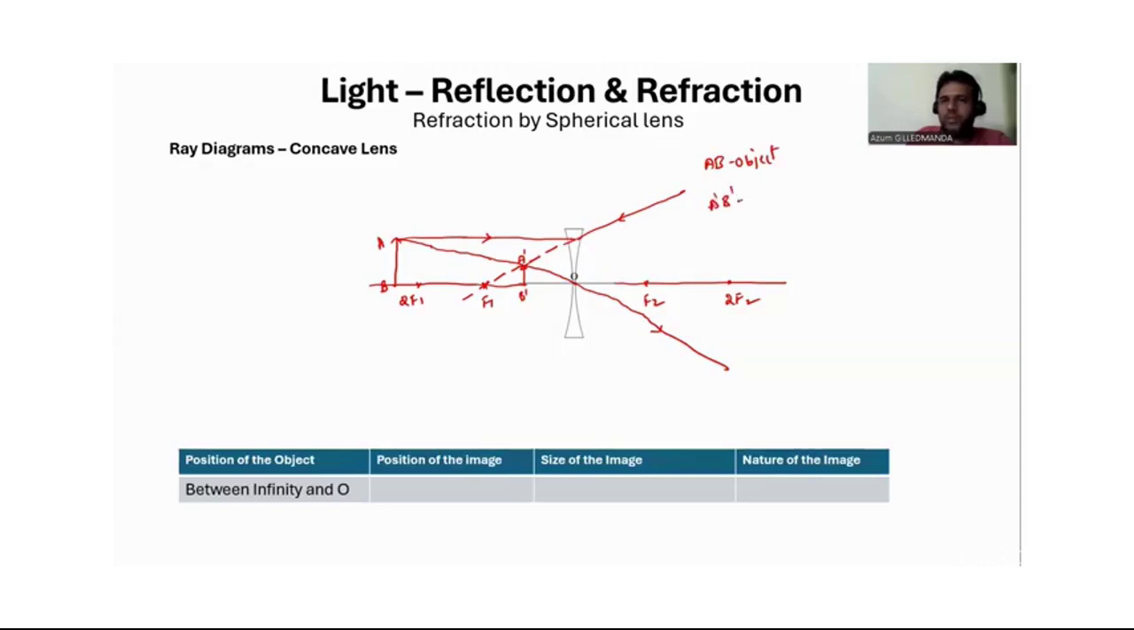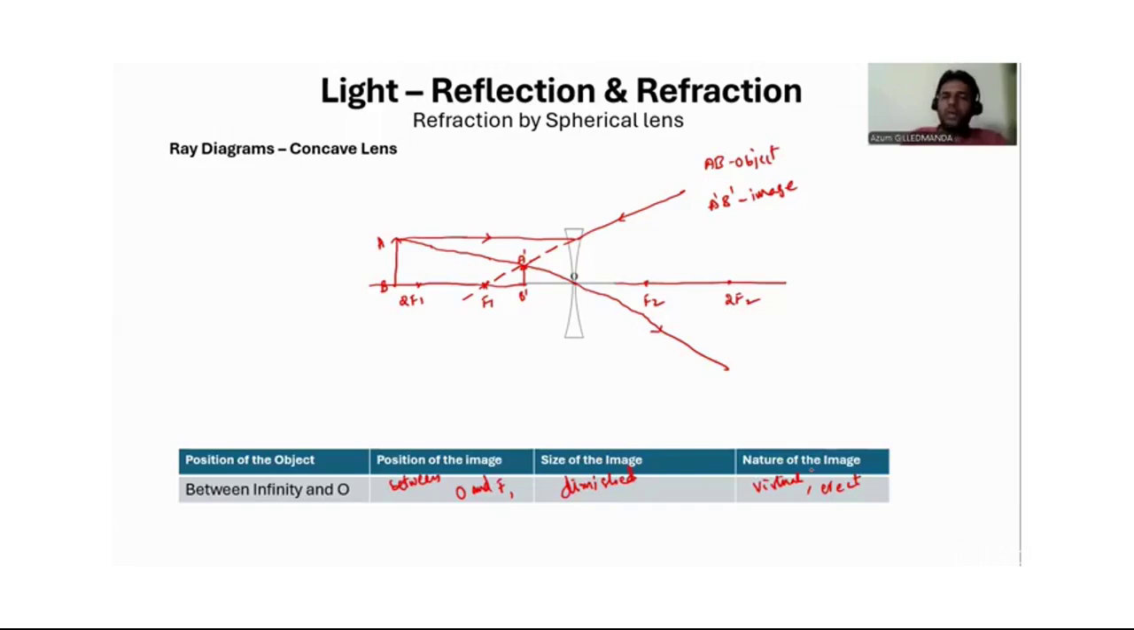So what are the characteristics of this A dash B dash? The position of the image is, it is forming between O, that's the center, and F1. So wherever the source is, the image will be formed between O and F1. And what is the size of the image? The size of the image is diminished. So we'll see a smaller image compared to the object. It is always a diminished image. And the nature of the image is, it is virtual and erect.